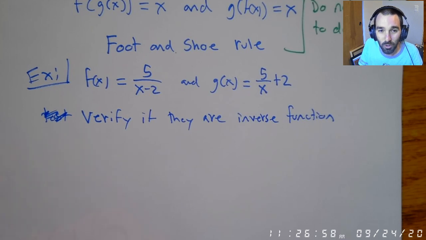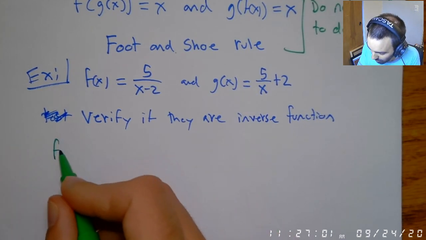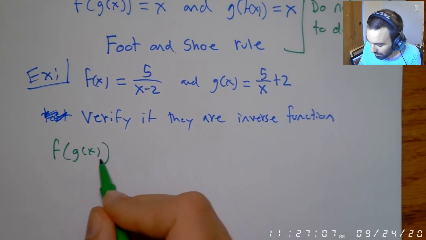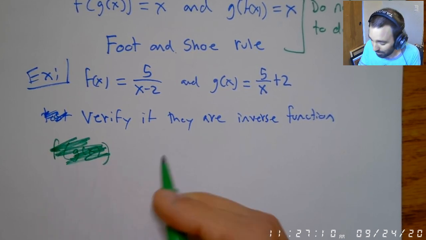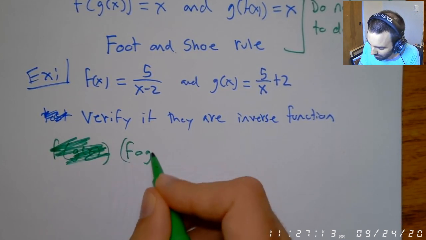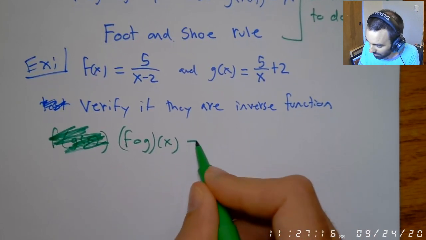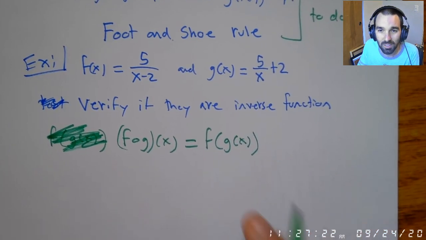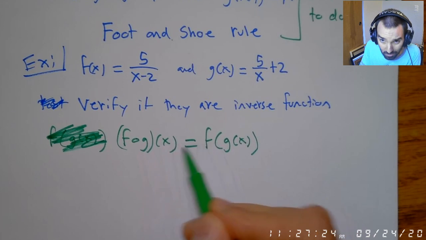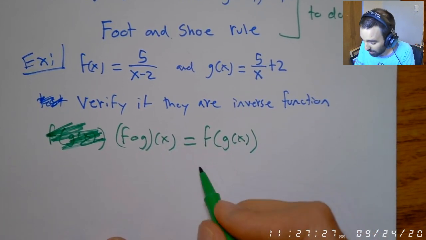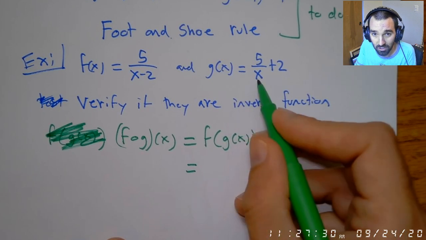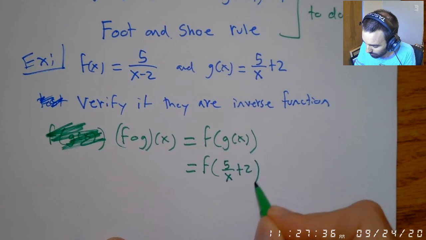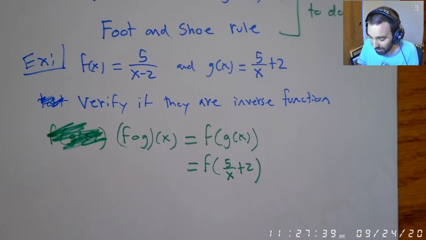So it doesn't matter which one I do. I'm going to do f of g of x. I said I was going to do a review of composition. So I'm going to do f composition g of x, which is the same as f of g of x. Does that make sense? Because I know some people are getting stuck with composition. These are the same thing. So then all we're going to do here is ask, what's g of x? This is really f of 5 over x plus 2, right? So g of x is literally this, so I can just substitute them.